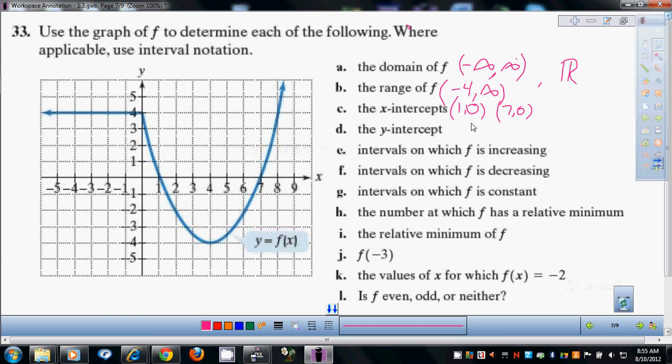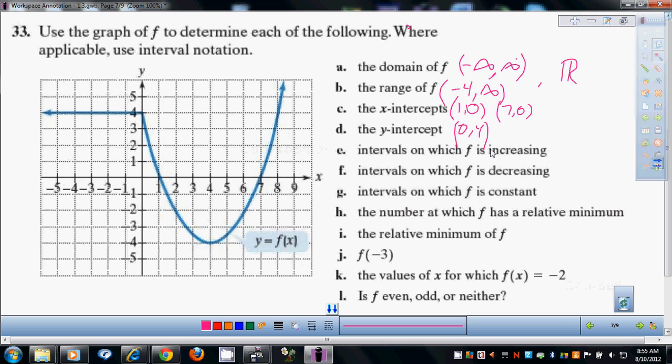Y-intercepts, Karen. Very good. Y equals 4, or you can write (0, 4). Either would work. Increasing. I'm going to start with the people I haven't called on today. And if I have called on you, I apologize, but just answer it anyway.